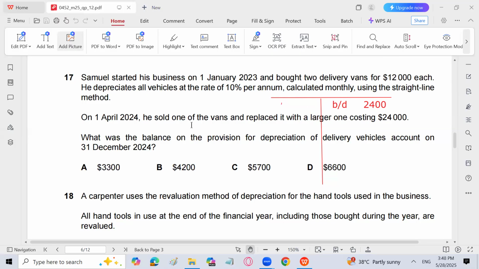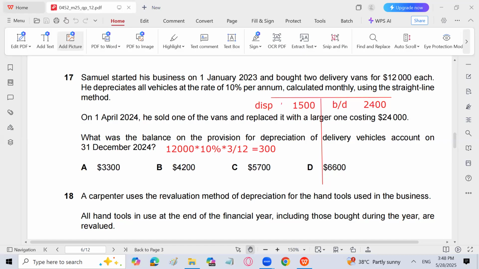Now on 1st April, he sold one of the vans and replaced it with a larger one costing 24,000. So one of the vans has been sold, but we have used that van till 1st April: January, February, March. So we have to calculate depreciation on one van for 10% into 3 over 12. So 12,000 into 10% is 1,200, into 3 over 12 is 300. So the total depreciation on the asset sold, which will be debited with the name disposal, is going to be 1,500. How come, sir?